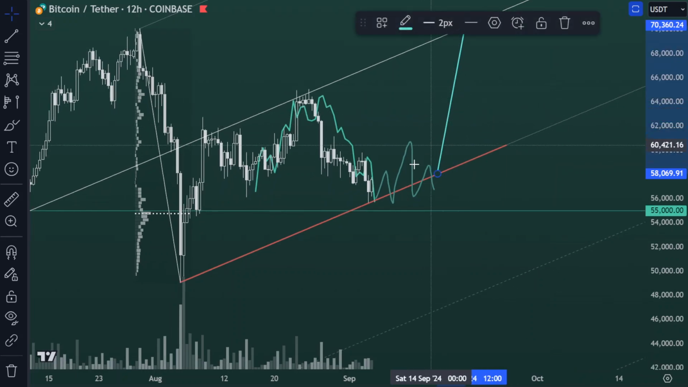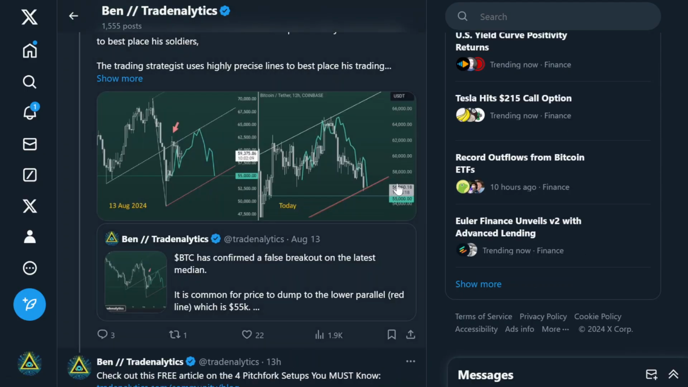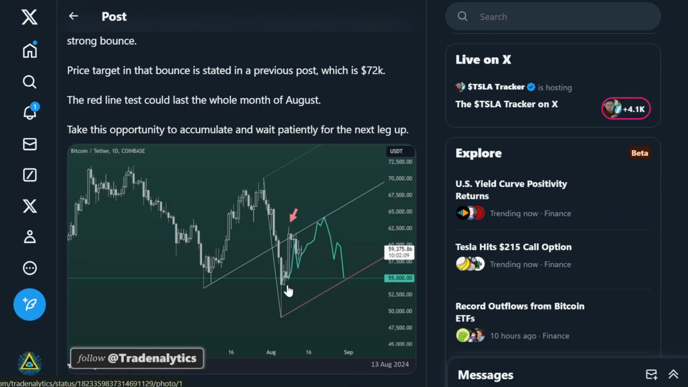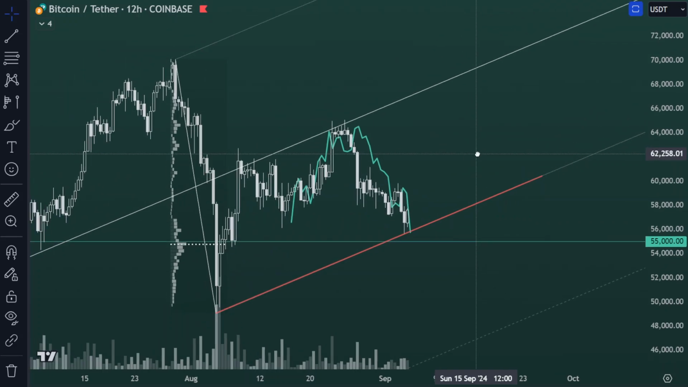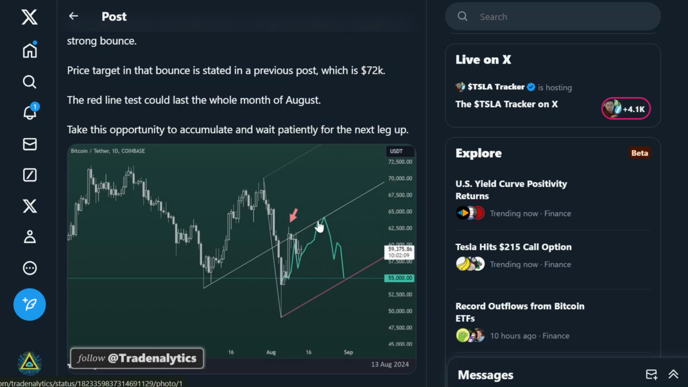The second thing is that I also made another prediction on Twitter regarding the exact shape of the past 3 weeks. Around 13 August, I showed that price would do something like this, where it would move towards 64, 65K, reject it, and go back down to the red line. And notice that Bitcoin did that exact movement. It went up to 64K, rejected it, and went down to the red line.